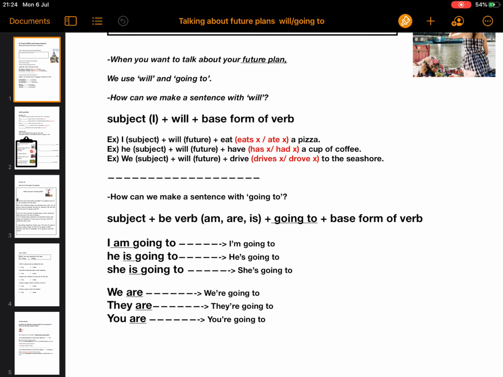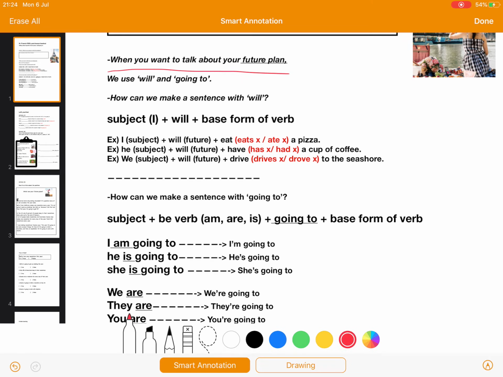Before we move on to the main activities, let's quickly summarize what we have learned. When you talk about your future plan, we use will and going to. It's really important, yeah? So how can we make a sentence with will? Here's the structure: subject, will, base form of a verb. It can be any kind of subject: I, you, he, we. Let's have a look at these 3 examples.